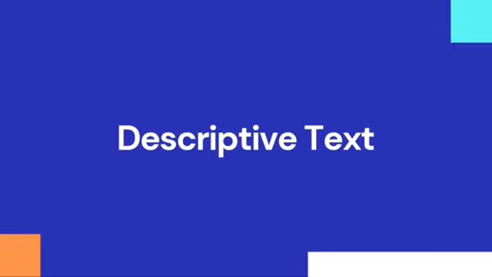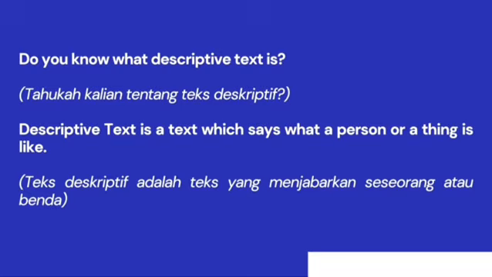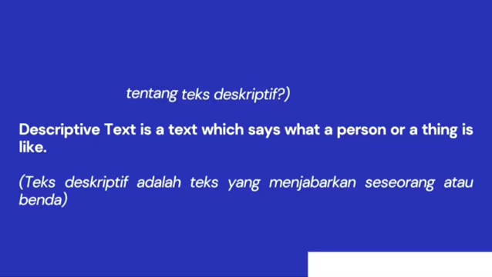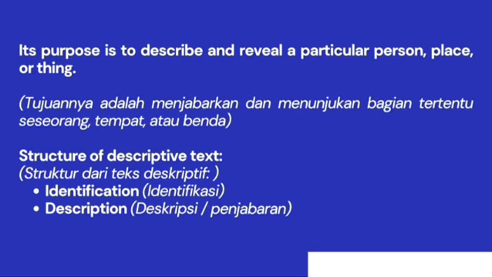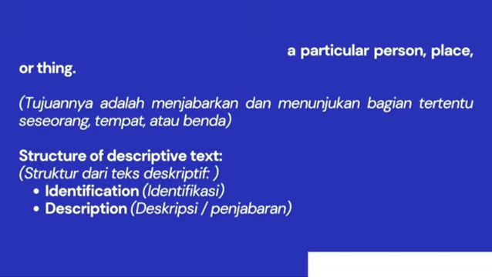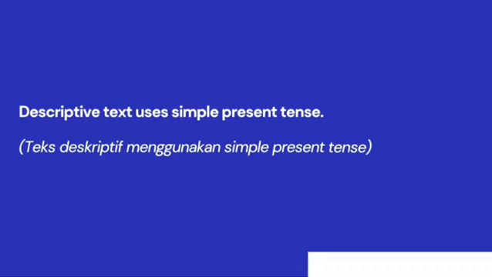Next, the last one is descriptive text. Do you know what descriptive text is? Descriptive text is a text which says what a person or a thing is like. Its purpose is to describe and reveal a particular person, place, or thing. Here is the structure of descriptive text: identification and description. Descriptive text uses simple present tense.